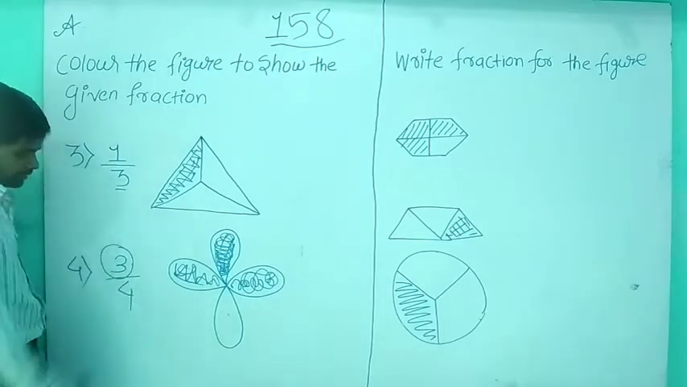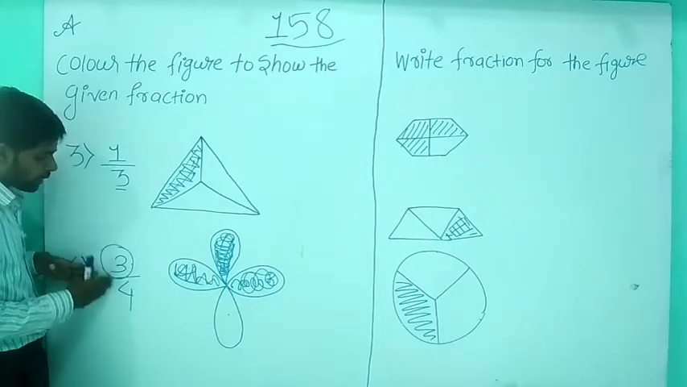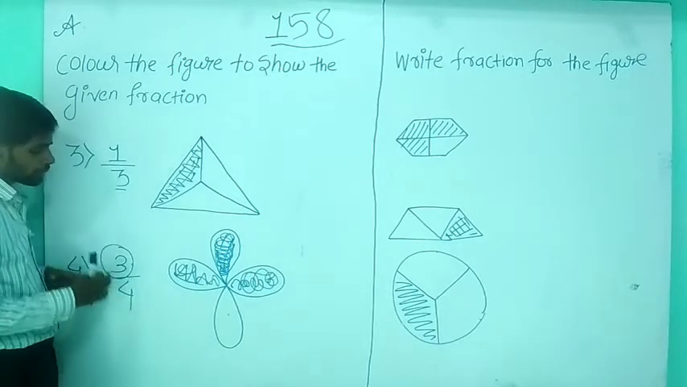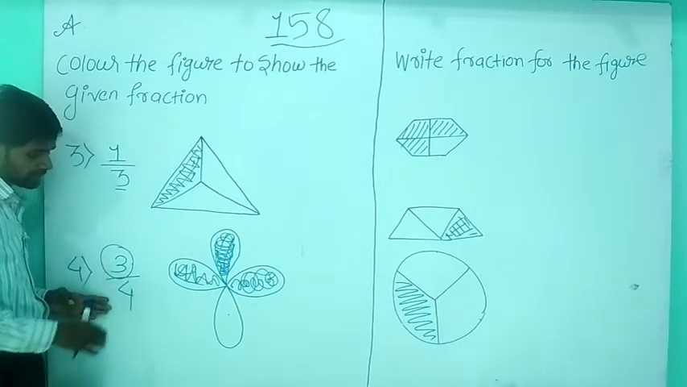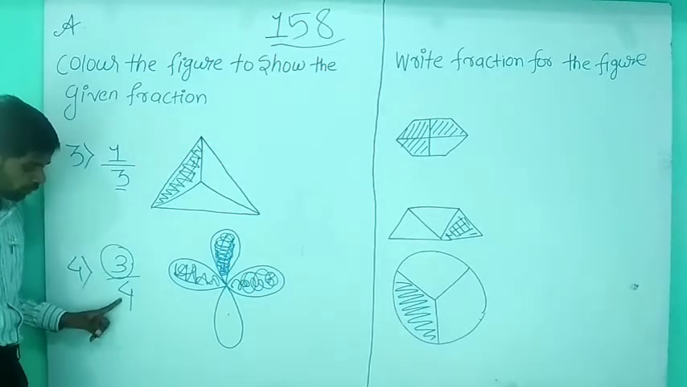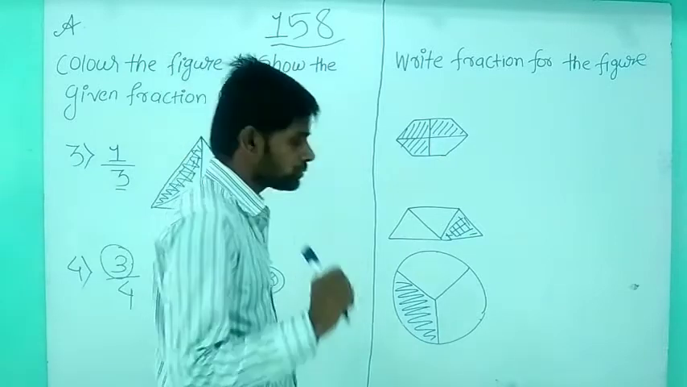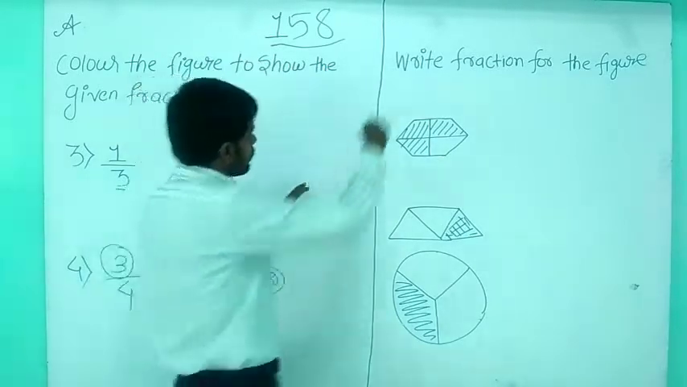4 में से 3. Okay, that means 3 out of 4. We have to color 3 parts out of the 4 parts. So this is a denominator which is 4 and 3 is your numerator. Understood? Okay. So now let's proceed towards the question number B.